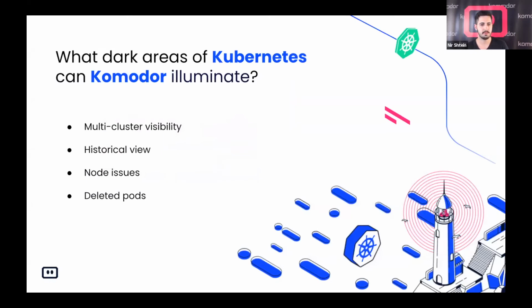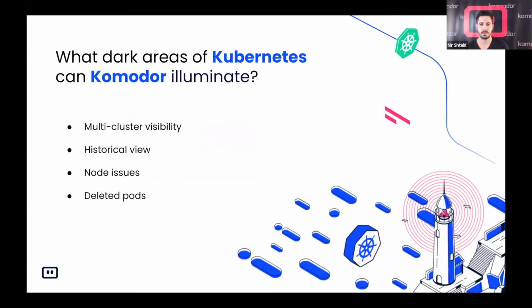Before I show the demo, I want to pinpoint the things that Komodor really shines a light on. And those are multi-cluster visibility. As a kubectl user, I only have context to one cluster each time, and this is not the case in Komodor.